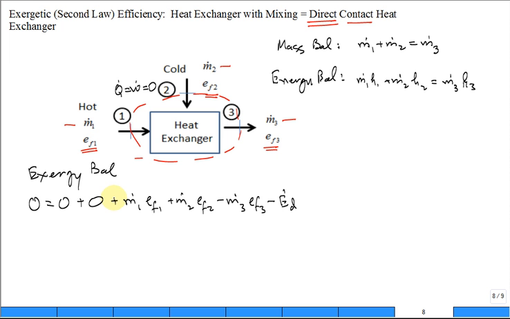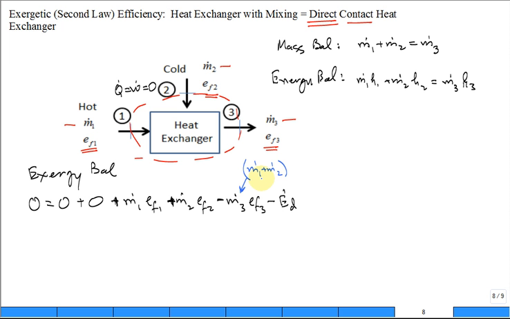Stop, pause, did it look good? I have a plus in front of the in at 1, a plus in front of the in at 2, a minus in front of the out at 3. That all look good? Good. Now, what I want to do is substitute for this m dot 3 right there. What do I substitute? m dot 1 plus m dot 2.